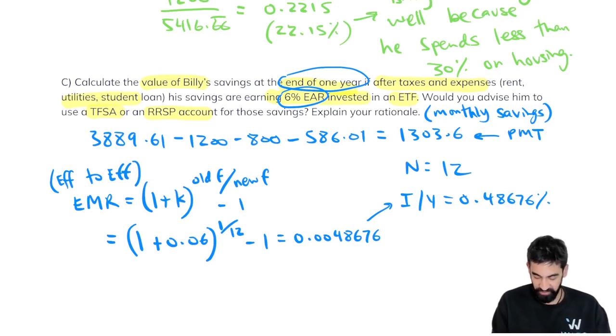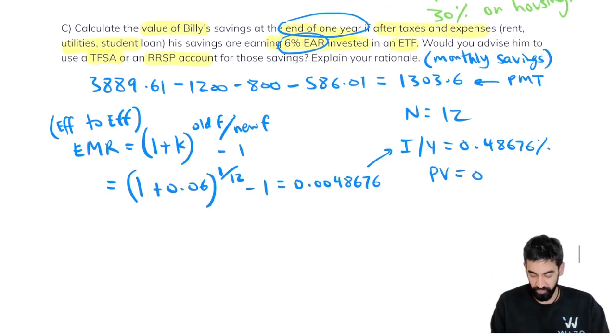So we have payment, N, and I/Y. Now you're going to do PV is 0 because he's not starting with any money at the start of the year. And we want to compute FV because we want to know how much does he have at the end of the year.